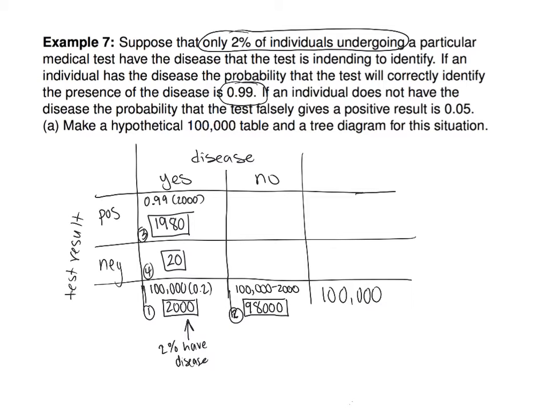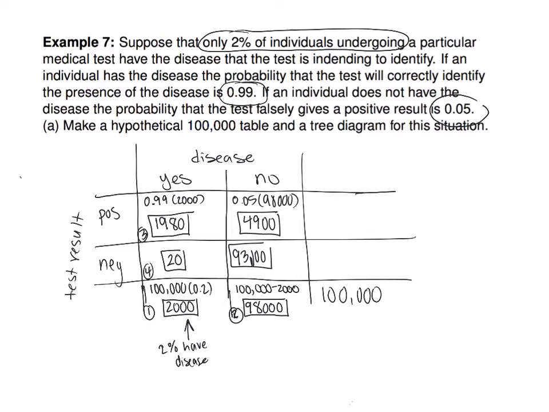Okay. Now we also know that if an individual does not have the disease, the chances of the test falsely giving a positive is 0.05. So that is positive test, no disease, so this one. So 0.05 times 98,000 works out to be 4,900. And then we have 93,100 people who don't have the disease and get the correct test result.